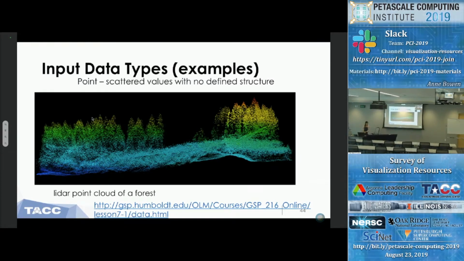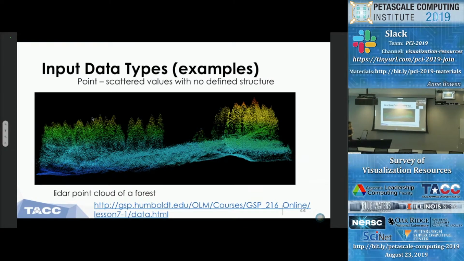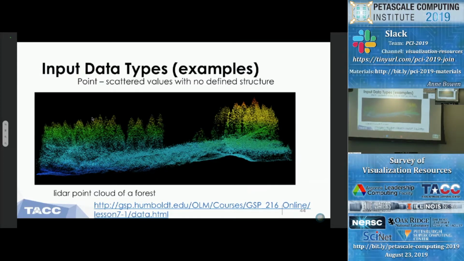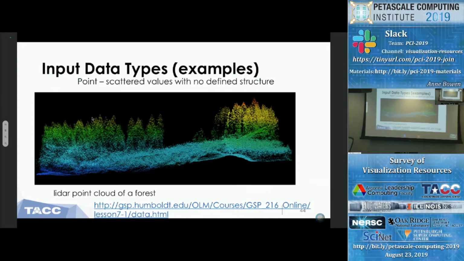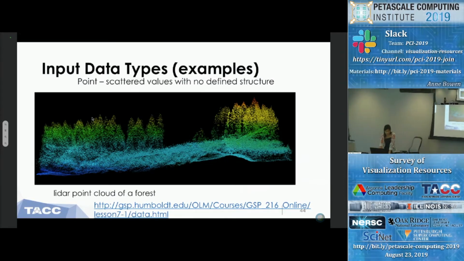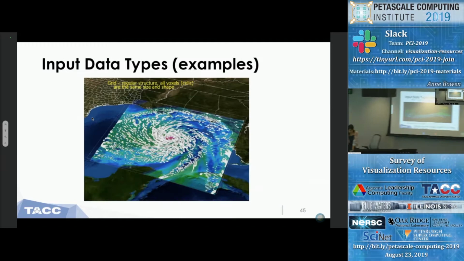So this is LiDAR point cloud data of a forest. Point cloud data is not ideal for Paraview because, as I mentioned, Paraview likes gridded data. Oftentimes when you have point data, sometimes it could be represented by a grid. So it's worth putting your point data into a grid format if you're planning on using something like Paraview or any of the VTK visualization algorithms.